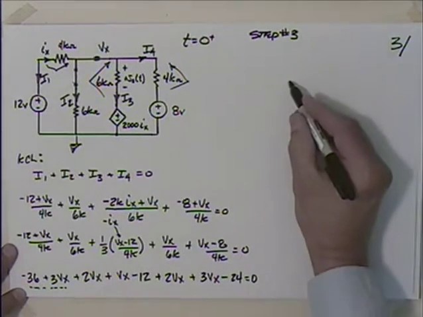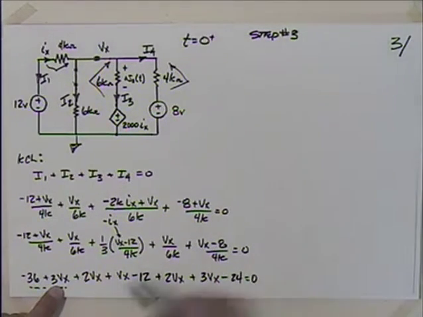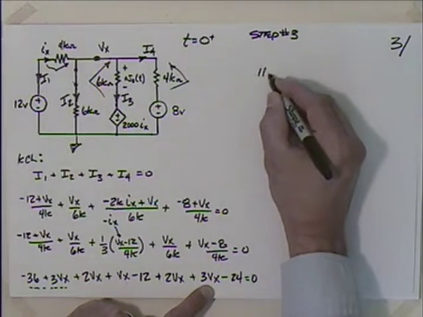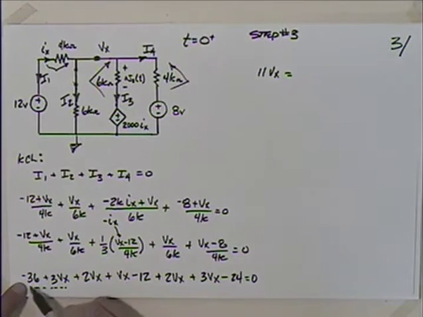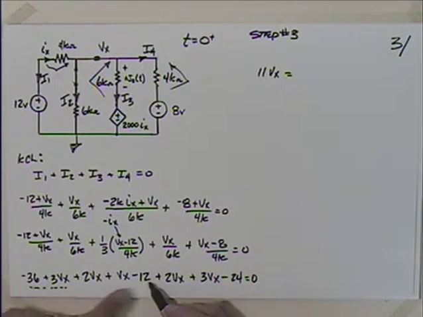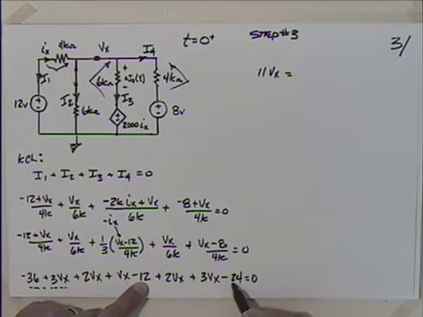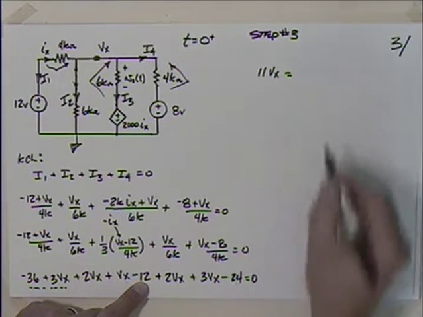So if I continue on up here, how many Vx's do I have? I have 3, and 2 is 5, and 1 is 6. 2 more is 8, 11. 11 Vx is equal to, when I move these over to the other side, I have positive 36. Positive 12 is 48. Is that right? And positive 72.